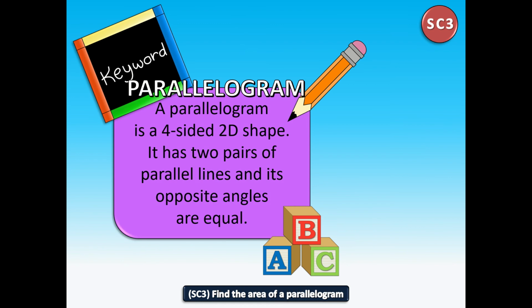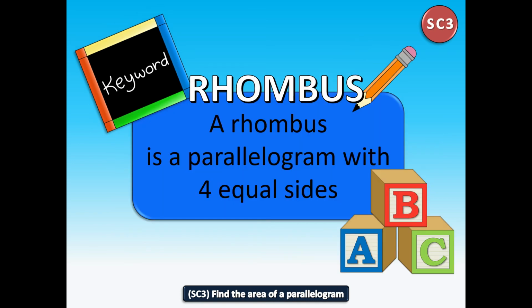So a parallelogram is a 4-sided 2D shape with two pairs of parallel sides, and the opposite angles are going to be equal. So it looks like a pushed over rectangle. A rhombus is a parallelogram with four equal sides. So a rhombus would look like a pushed over square.